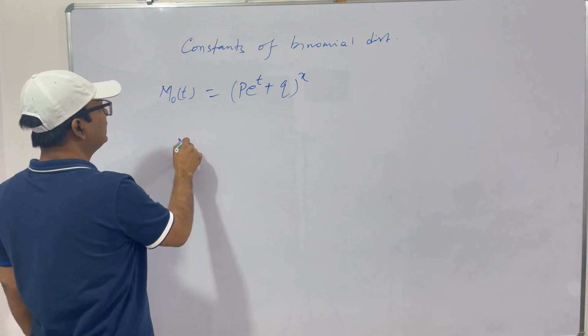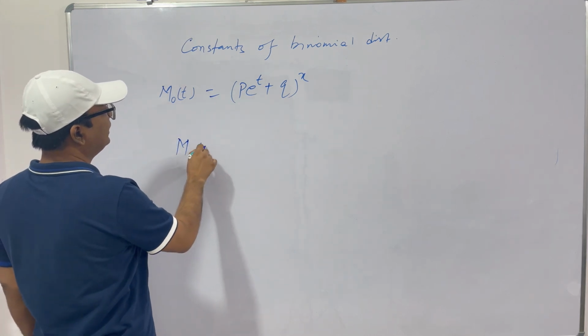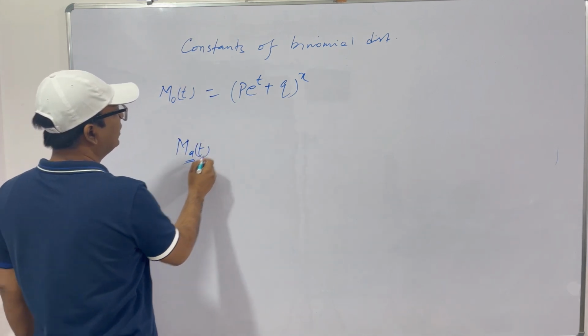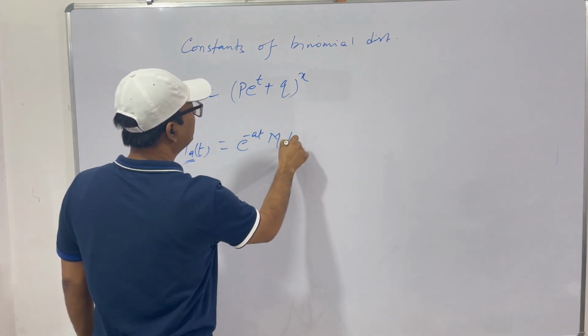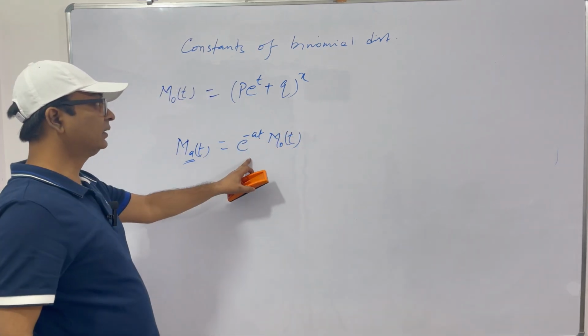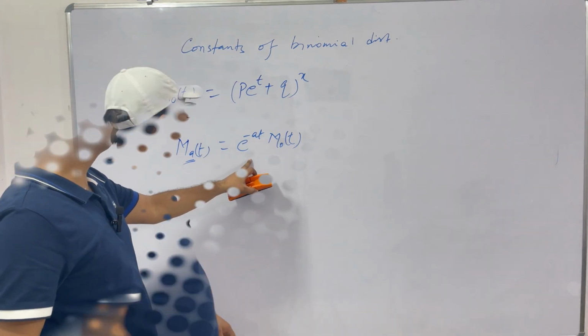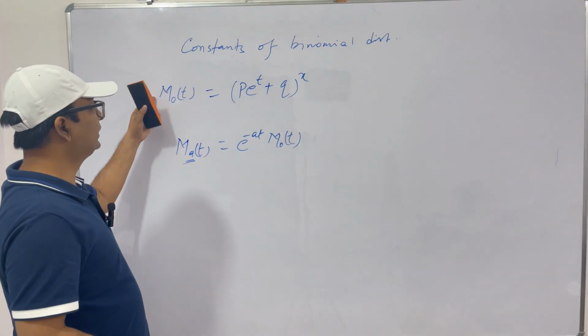Secondly, we know that if we take the moment generating function about a, it is e to the power minus at times m0(t). Clear? This we know. So this is first, this is second.